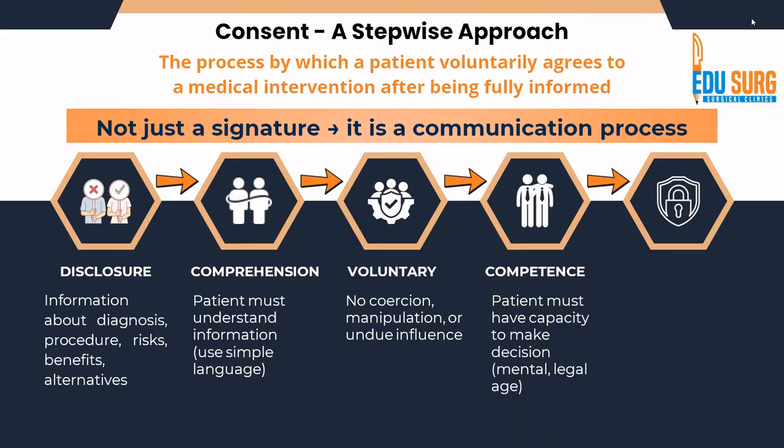The patient must have capacity to make decision. If it's a 5-year-old patient, of course, we don't take consent from pediatric age group. If it's a patient with short-term memory loss, you can't take a consent. So decisions like these, competence is something that needs to be assessed. So comprehension and competence you need to assess and then allow the patient to make voluntary decision.